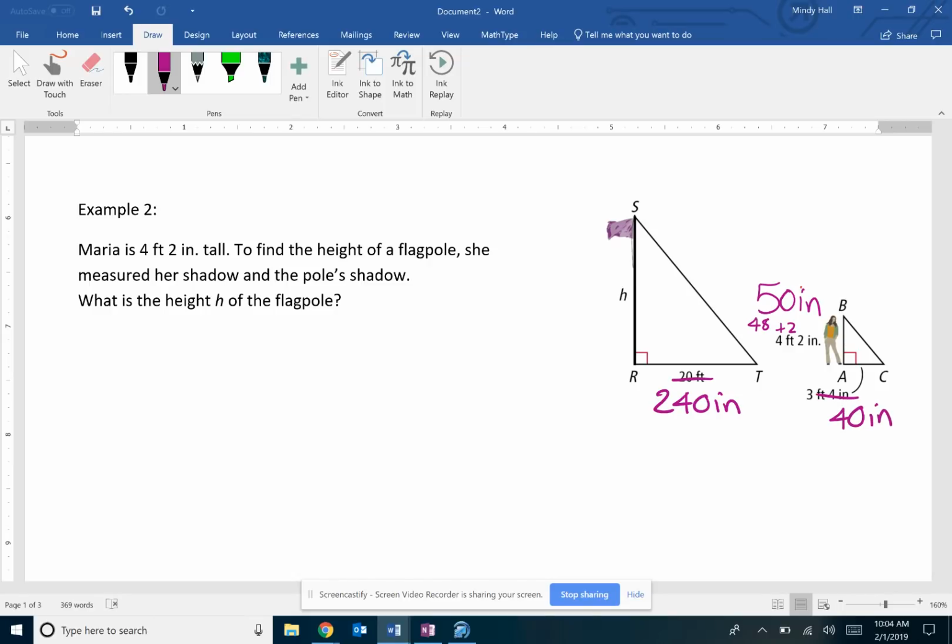To find our height, you just have to set up a proportion. We know these triangles are similar because, again, the sun will hit them at the same angle.